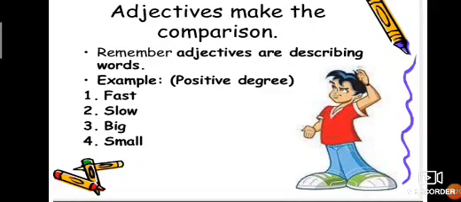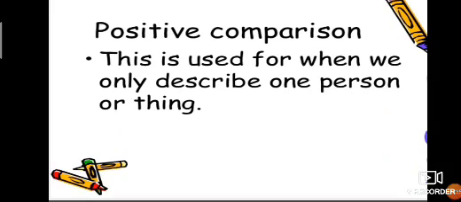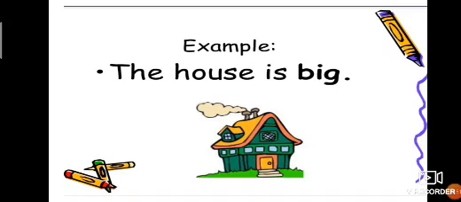The first one is positive degree. We are just describing one person or thing, not comparing. So fast, slow, big and small. Positive degree is used when we describe only one person or thing. For example, the house is big. House is the noun and big is the adjective.